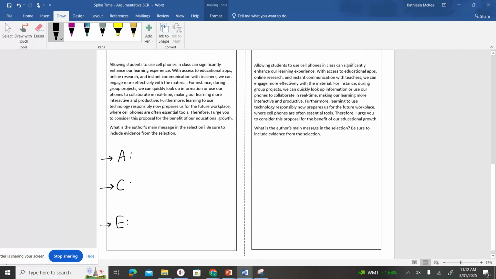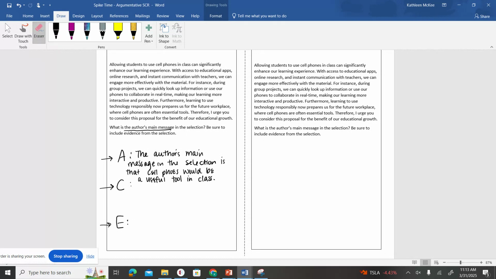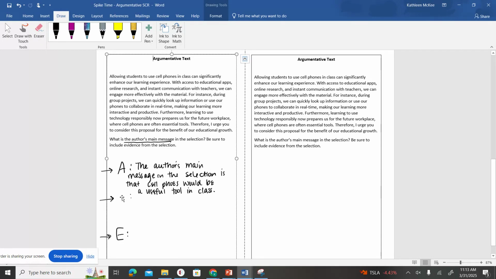Okay, coming back, this is what I would do. Pretending that I am a student in 7th, 6th, or 8th grade taking the STAR test, I would use the words from the prompt. So the author's main message in the selection is that cell phones would be a useful tool in class. Something along those lines. It doesn't have to be worded exactly like that. I'm kind of thinking on the fly here. Let me move my site down a little bit.